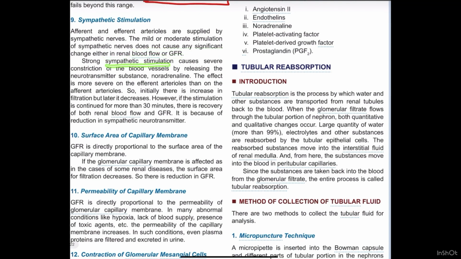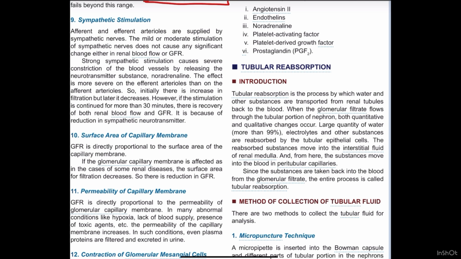Strong sympathetic stimulation causes severe constriction of the blood vessels by releasing the neurotransmitters noradrenaline and adrenaline. The effect is more on the efferent arterioles than on the afferent arterioles, so initially there is an increase in the filtration, but later it decreases. However, if this stimulation continues for more than 30 minutes, there is a recovery of both the renal blood flow as well as the GFR, because if the renal blood flow is so much less, again it's going to affect our body.